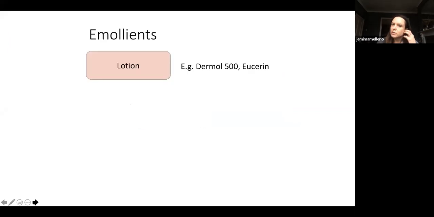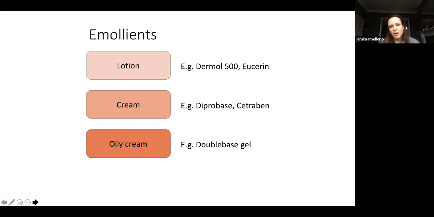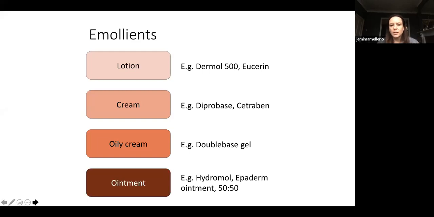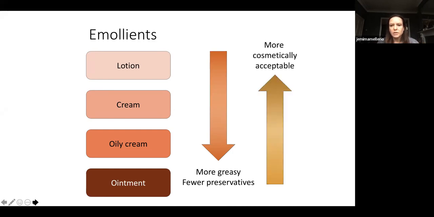Now, just a word about emollients. There are lots of different types. At one end, you've got your lotions, which are quite thin and fine, so not brilliant moisturizers for very dry skin. The next step would be a cream, which is a bit thicker and richer. Then an oily cream, which has a higher grease content. And at the other end, an ointment, something very greasy and heavy. As you go down this list, things become more greasy, and because there's less water content, they tend to need fewer preservatives. They tend to be more effective moisturizers if your child has very dry skin.